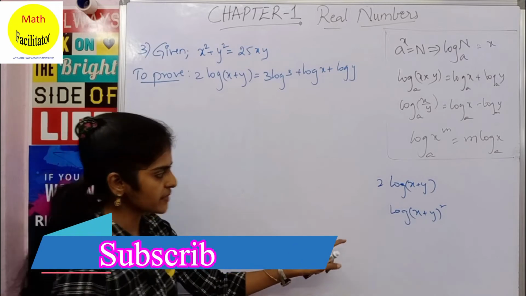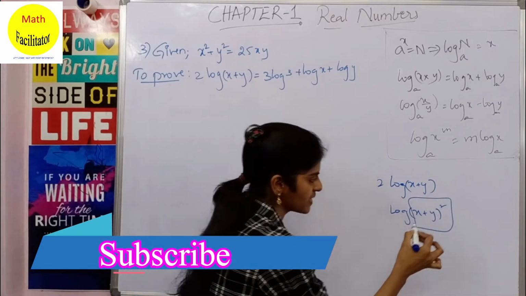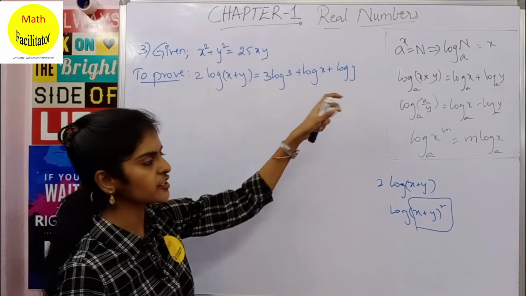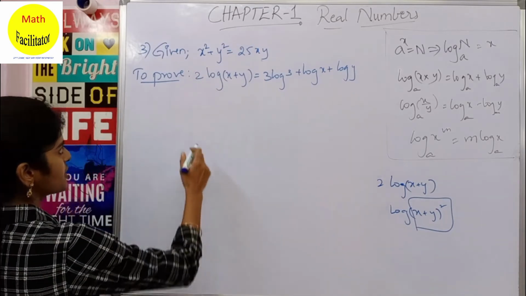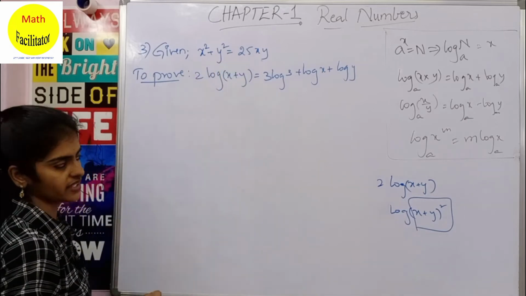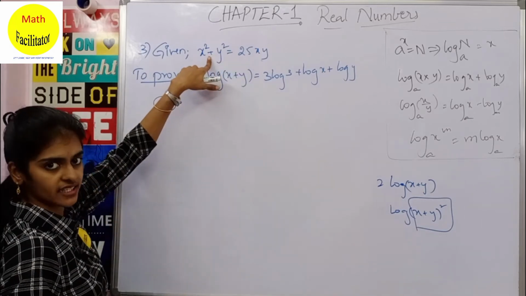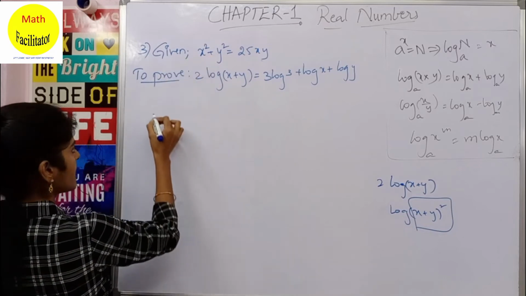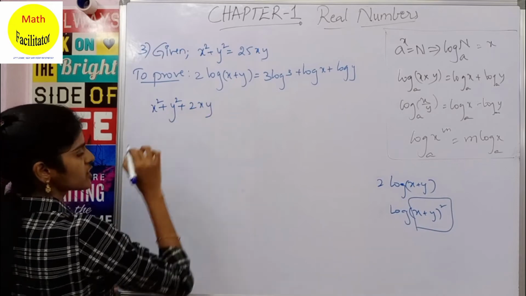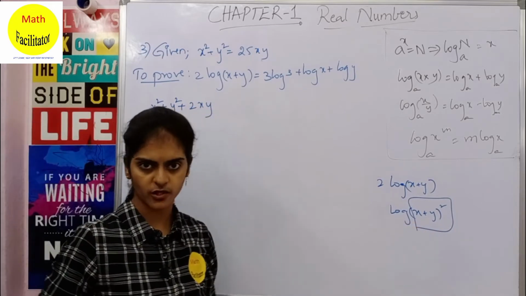Okay, so that means we have to get something as (x + y)². Understood? So from what you have to prove, you have to derive some logic. Clear? So now you have to write this in the form of (x + y)². That means you have to add 2xy here, okay? Because you know that x² + y² + 2xy gives you what? (x + y)², the identity.